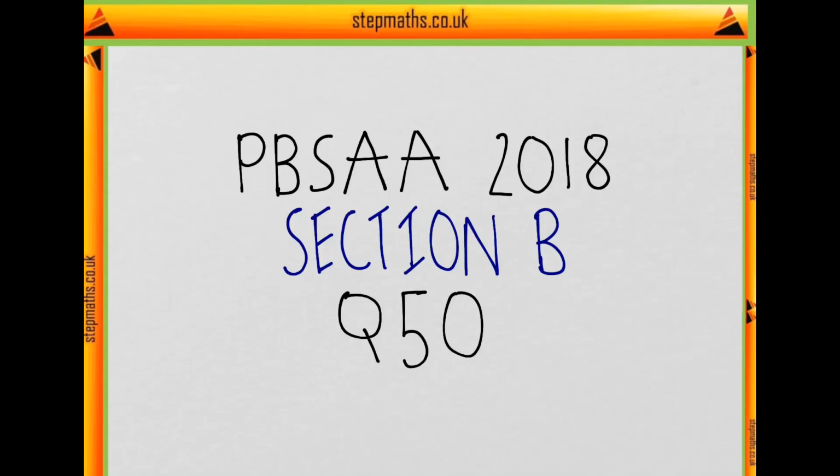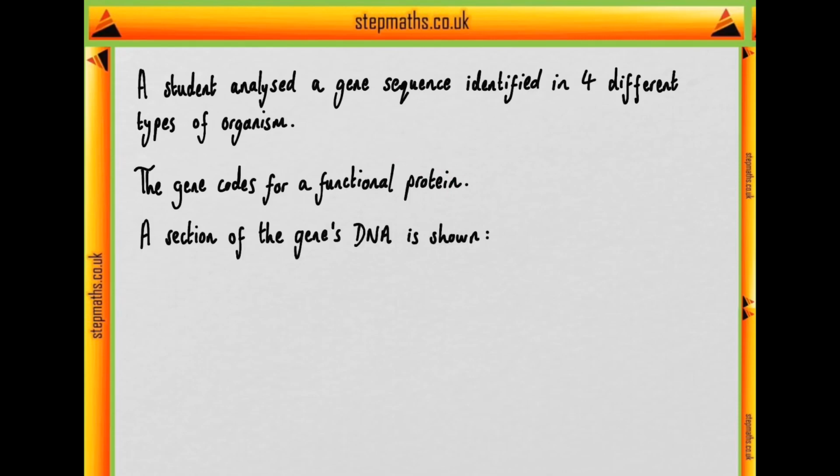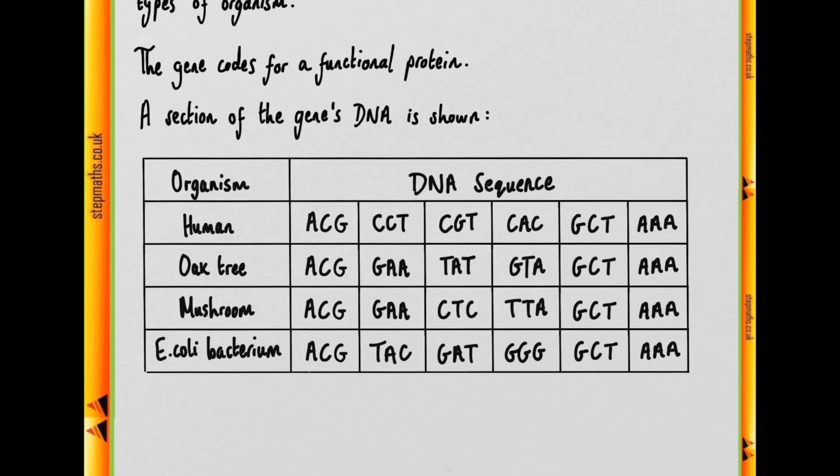This is question 50 from section B of the 2018 PBSAA paper. In this question we're told about a gene sequence which a student identified in 4 different types of organism, and this gene codes for a functional protein in these organisms. We're given a section of the DNA in these 4 organisms, so they're given in series of 3. Remember that a series of 3 nucleotide bases codes for one particular amino acid.